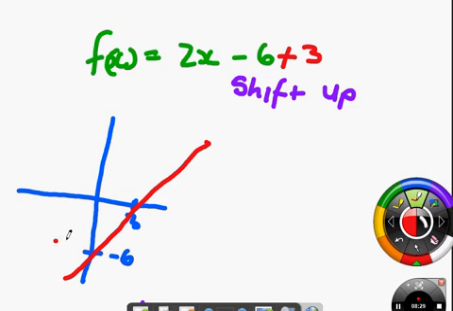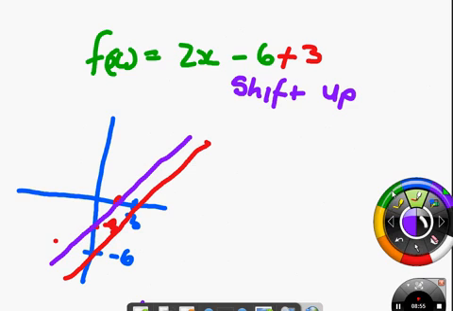So if it is going to move up 3 units, the minus 6 will move up to minus 3, and the 2 will become somewhere like 2 over 3. So my graph will then move up. Can you see how this graph will shift up like that?